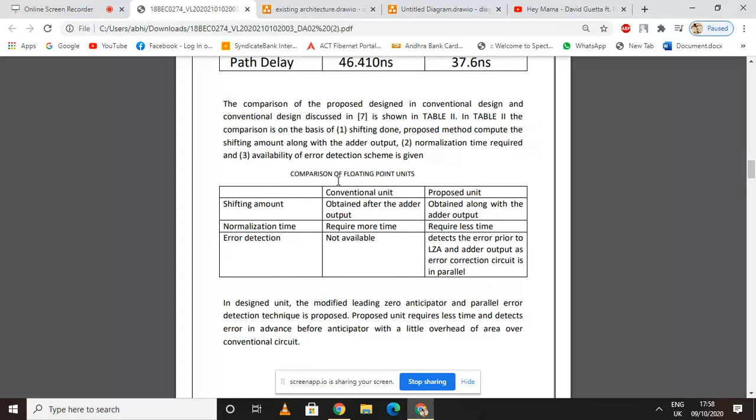So this is the comparison of floating point units: shifting amount, normalization time, and error detection. In the conventional unit, the shifting amount is obtained after the adder output, the normalization requires more time, and error detection is not available. Whereas in the proposed unit, it is obtained along with the adder output, it requires less time, and it detects the error prior to the LZA and the adder output, as the error correction circuit works in parallel.